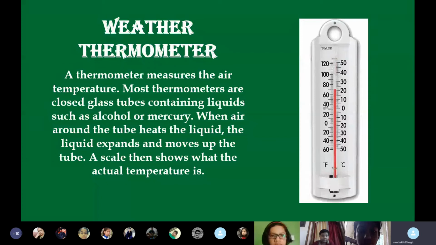A thermometer measures the air temperature. You said it measures the temperature of the weather. We can conclude it as air temperature. Okay, I will give you a point for this.